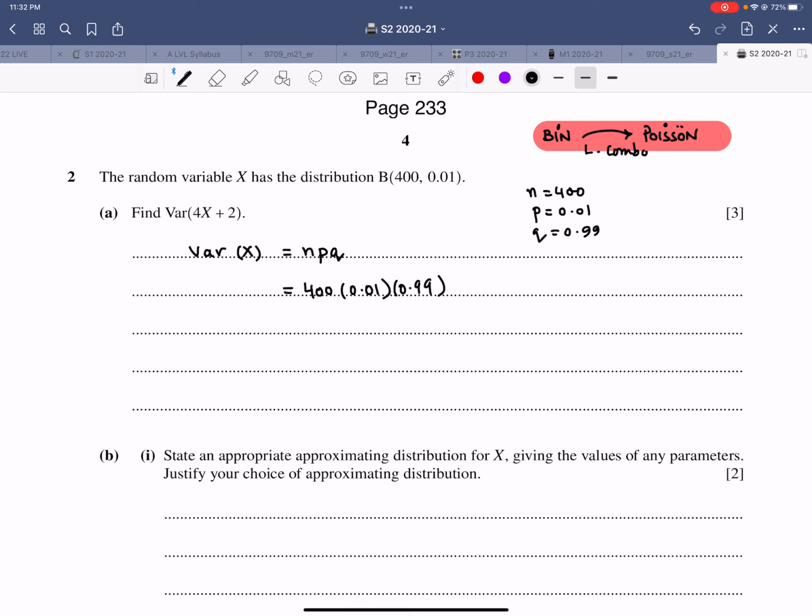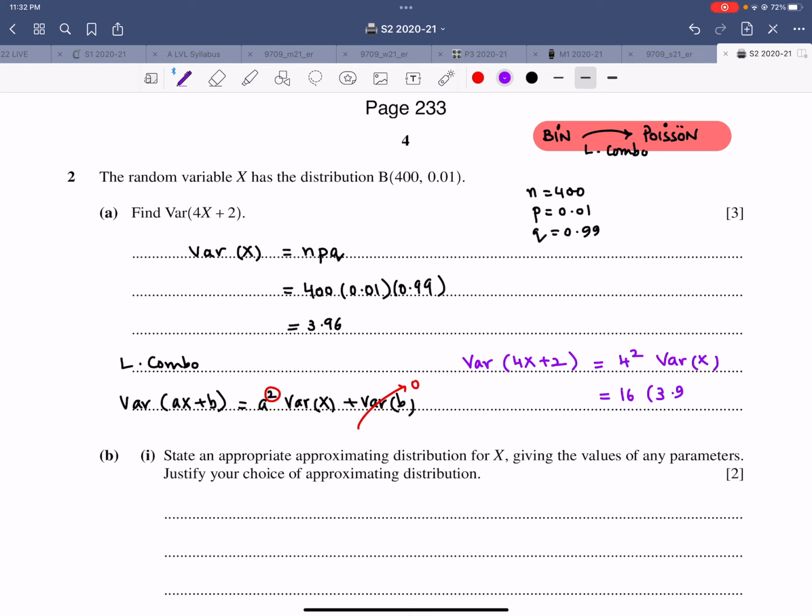Now what is the rule? From linear combination, variance of ax plus b is a squared times variance of x plus variance of a constant. Variance of a constant is 0. Keep that in mind. So therefore, variance of 4x plus 2 is 4 squared times variance of x, that is 16 multiplied by 3.96, and that gives us the answer 63.36. So that is the answer for this part.